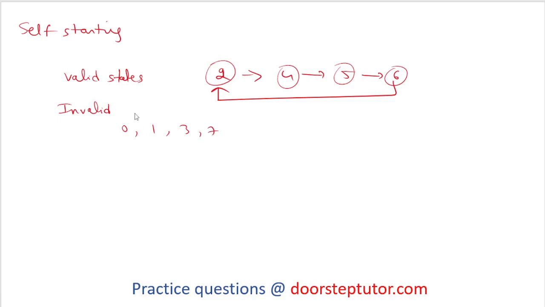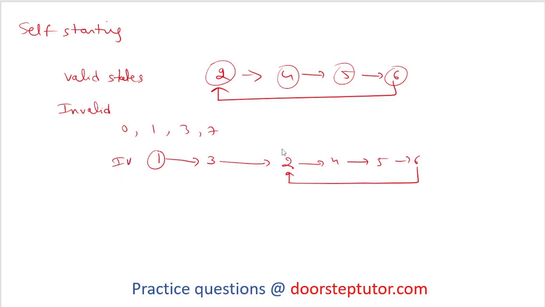But if our counter enters into an invalid state, suppose 1, it goes into 3 and then it goes into 2. Then from 2 we know it will go definitely into 4, then 5 and 6, and it will go up again back to 2. So once it has entered into an invalid state, if anyhow it is possible that it goes into some valid state, that is called a self-starting counter. So in a self-starting counter, the counter has the ability to move from an invalid state into a valid state. So once it enters into a valid state, it will remain in that valid state only.